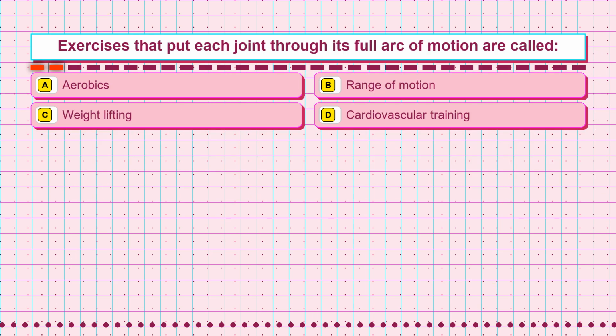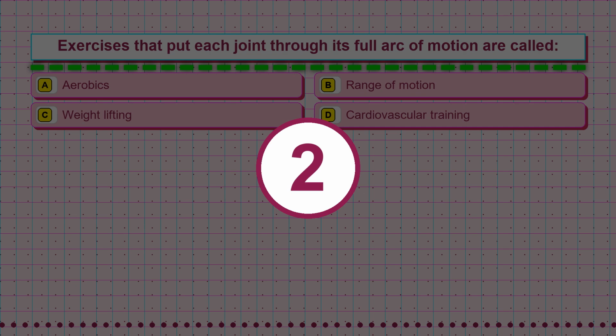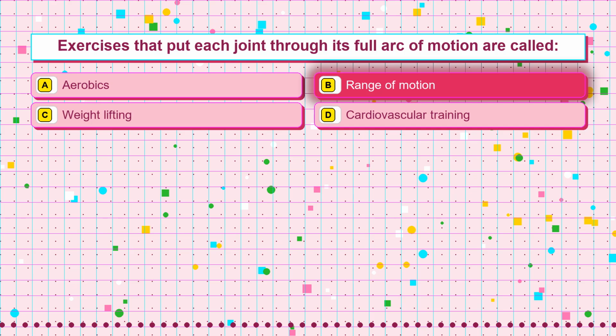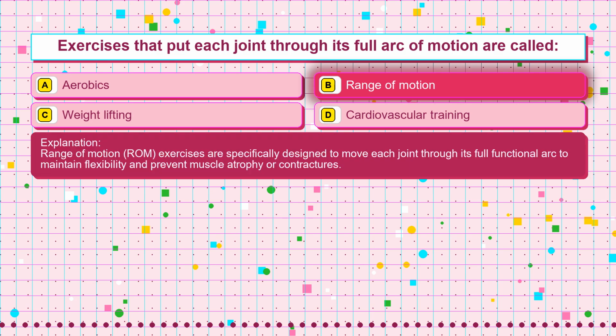Question 55. Exercises that put each joint through its full arc of motion are called: Option A, aerobics. Option B, range of motion. Option C, weight lifting. Option D, cardiovascular training. The correct answer is option B, range of motion. Range of motion, ROM, exercises are specifically designed to move each joint through its full functional arc to maintain flexibility and prevent muscle atrophy or contractures.